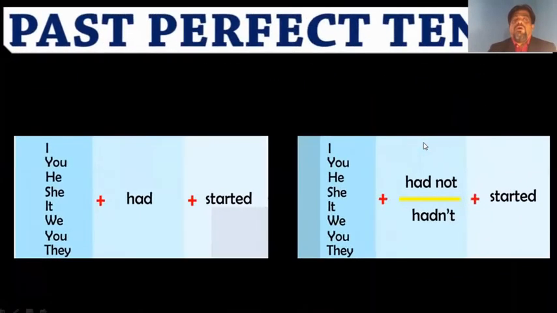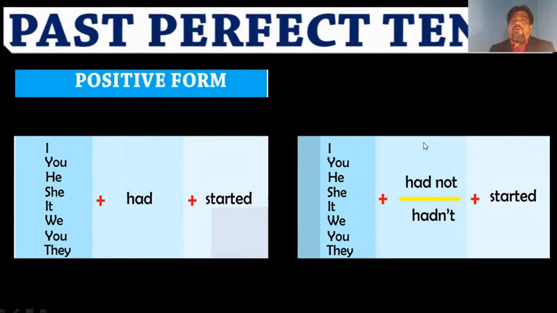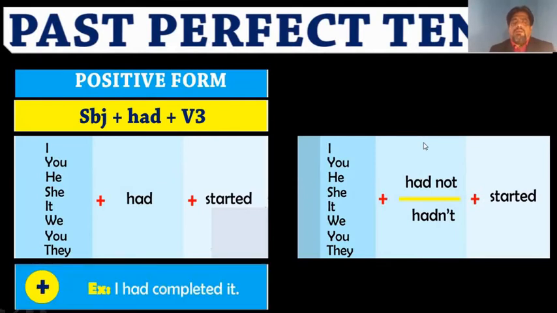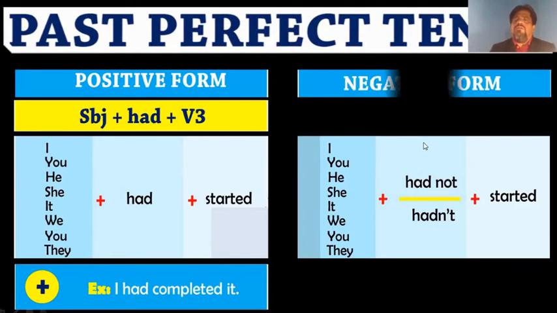And now let us see how we can write the positive form of past perfect tense. Simple, the form is very simple. Subject plus had plus V3 or past participle. I had started, you had started, he had started. Very simple. Now we may say I had completed it. How could we write the negative form then?